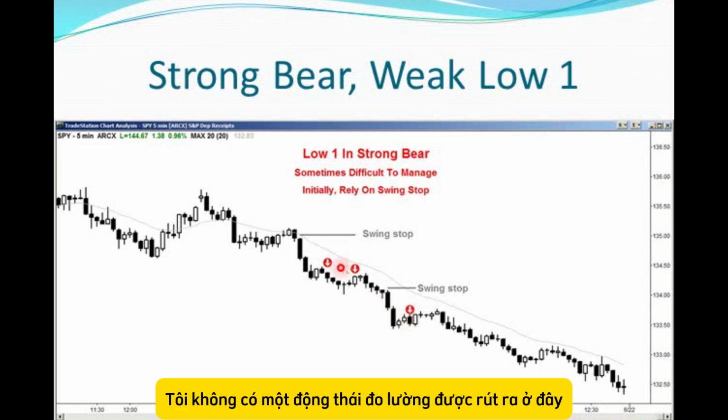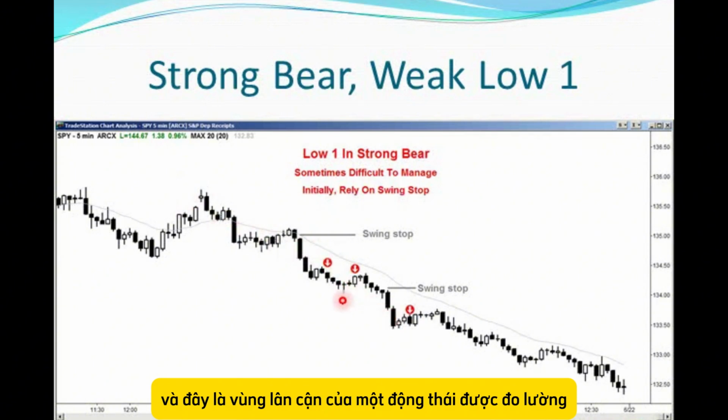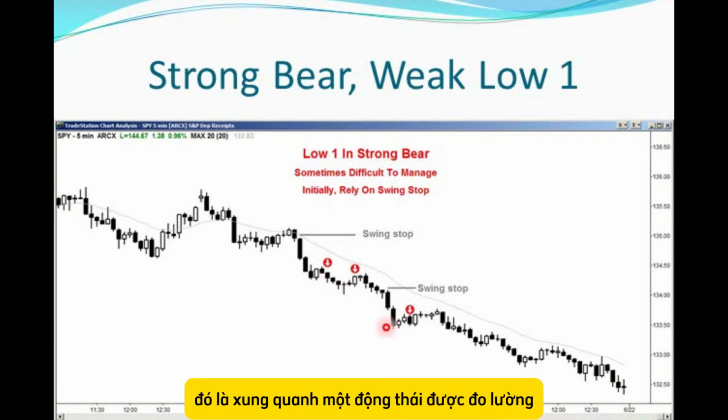I don't have a measured move drawn in here, but this could be a measuring gap. So we have an upper range measuring gap, and this is in the neighborhood of a measured move down from this high to the middle of this gap down here. That's around a measured move.